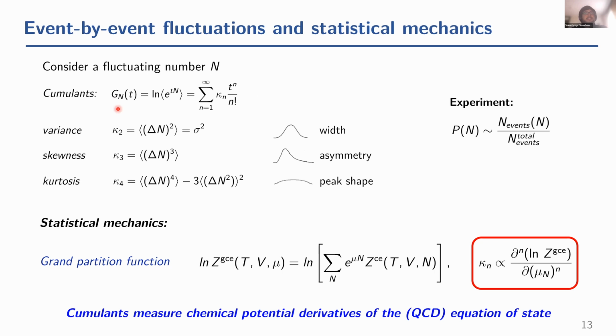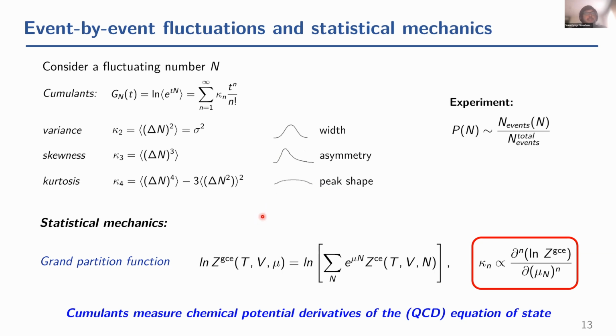Cumulants are just one way to characterize an arbitrary distribution. The leading few cumulants characterize some of the basic properties of the distribution. The first cumulant is the mean, the second cumulant is the width of the distribution, and the third and fourth cumulants characterize the asymmetry of the distribution around the mean, as well as the shape of the peak.